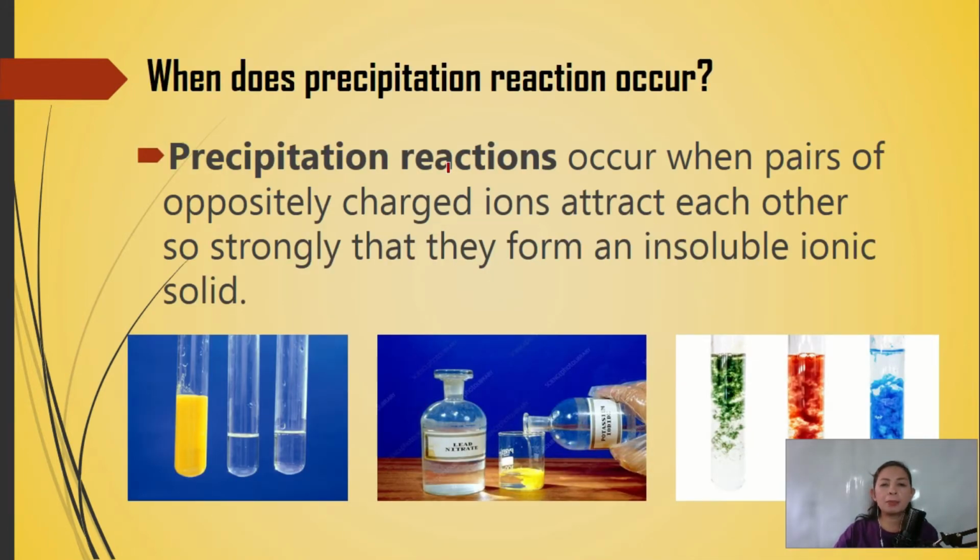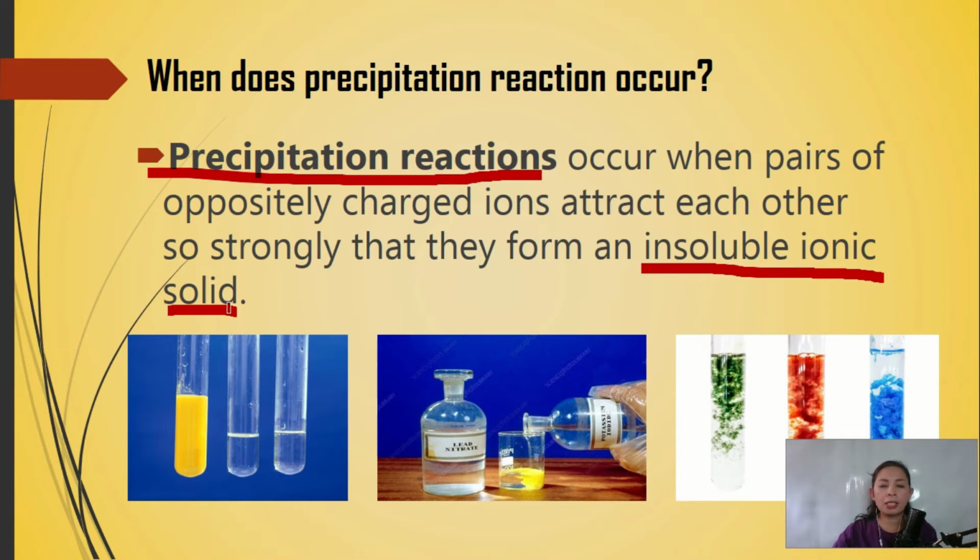When does precipitation reaction occur? Precipitation reaction occurs when pairs of oppositely charged ions attract each other so strongly that they form an insoluble ionic solid. So this is already what we call the precipitate.